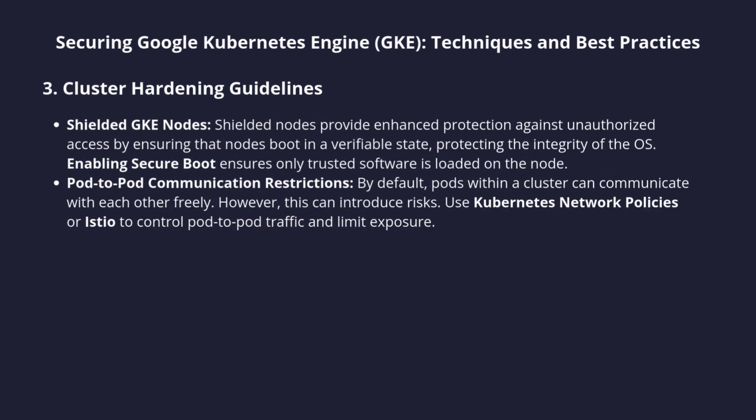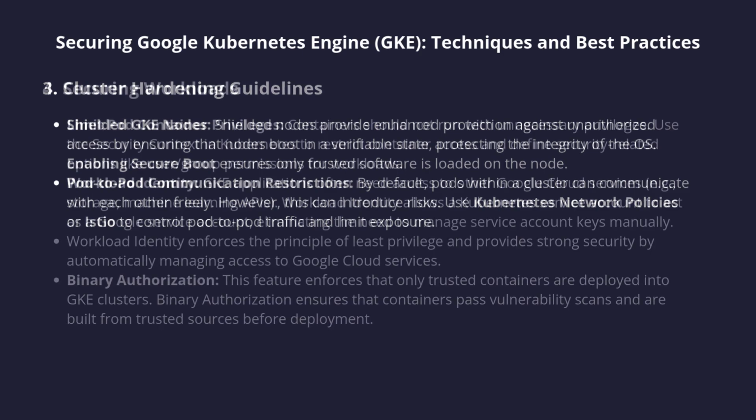Shielded GKE nodes. Shielded nodes provide enhanced protection against unauthorized access by ensuring that nodes boot in a verifiable state, protecting the integrity of the OS. Enabling secure boot ensures only trusted software is loaded on the node. Pod-to-pod communication restrictions. By default, pods within a cluster can communicate with each other freely. However, this can introduce risks. Use Kubernetes network policies, or Istio, to control pod-to-pod traffic and limit exposure.